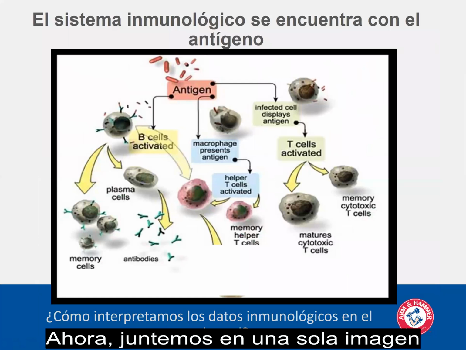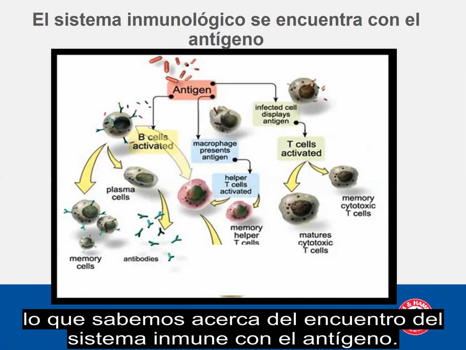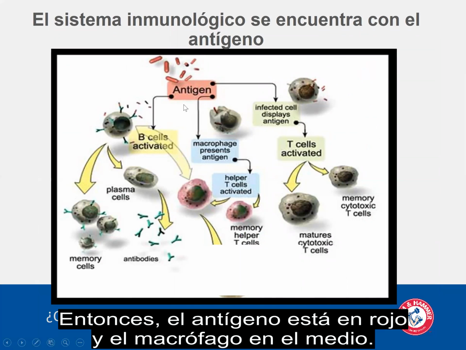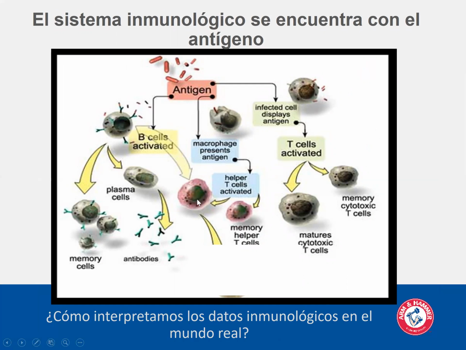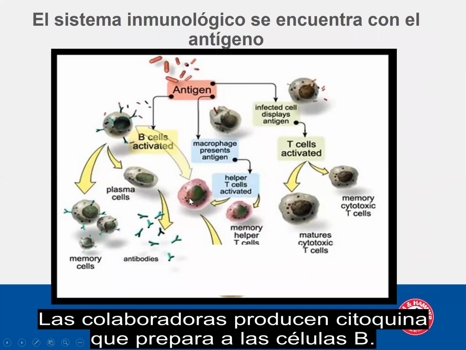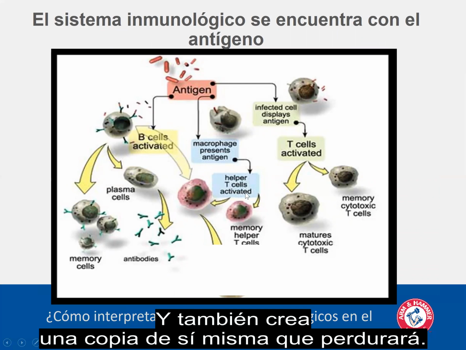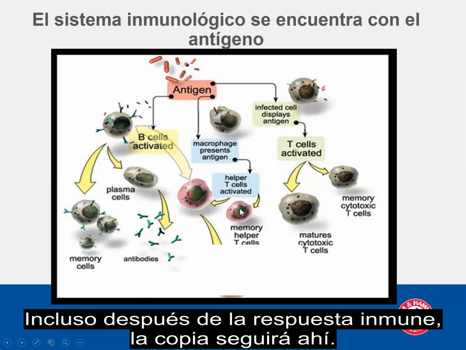And then let's put that all together into one big picture for what happens when the immune system encounters antigen. So we've got the antigen shown up here in red. The macrophage here in the middle presents the components of the antigen to the T helper cells. The T helper cells then produce cytokines that communicate to the B cell that says get ready, but it also makes a memory copy of itself that's long-lived. So once the immune response is over, this memory cell is still going to be there.